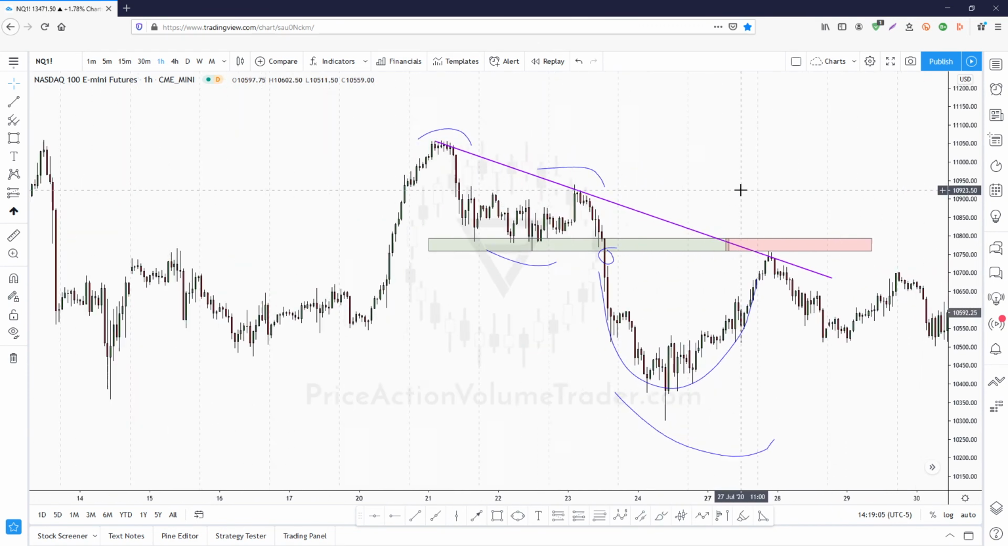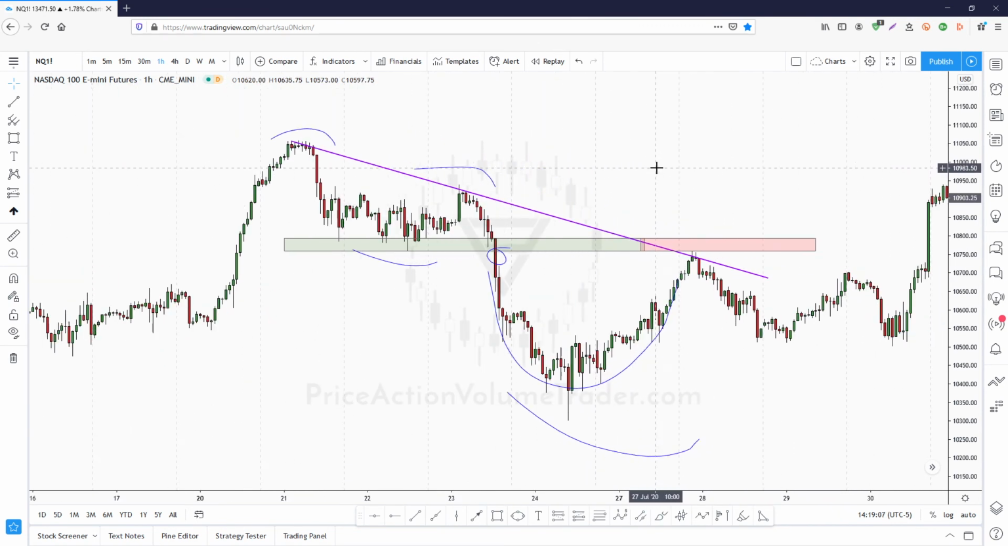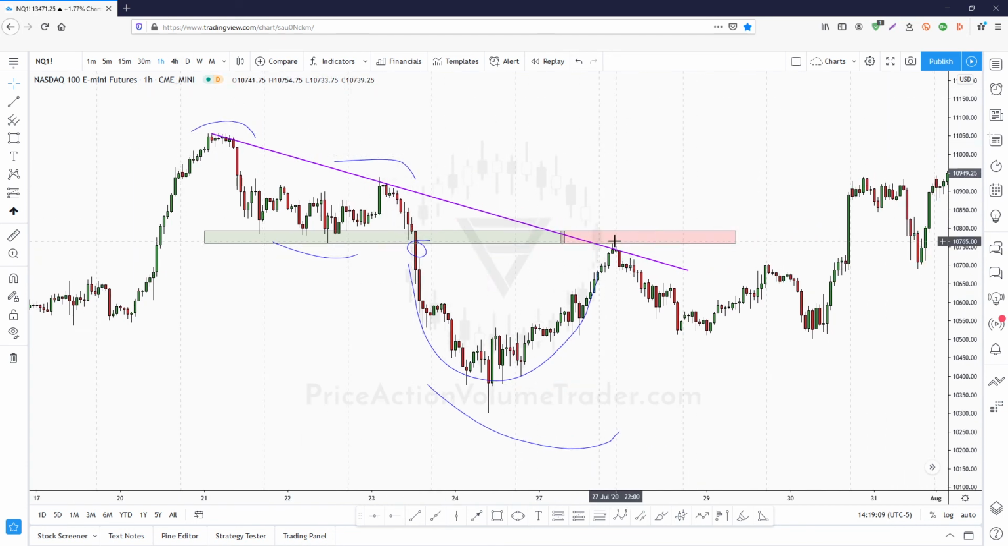And if you're trading futures, you know that on a 1 hour chart, a move like this is very, very significant, since most futures traders are just day trading, so they're looking for smaller moves on the daily.